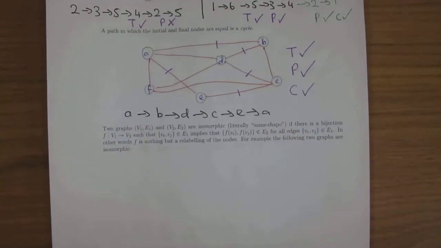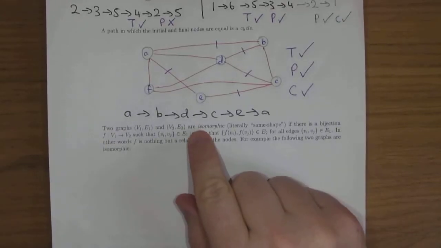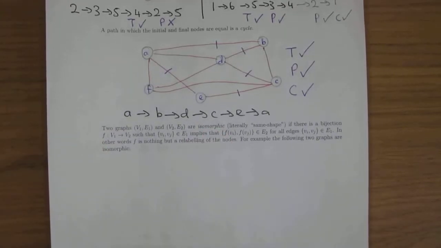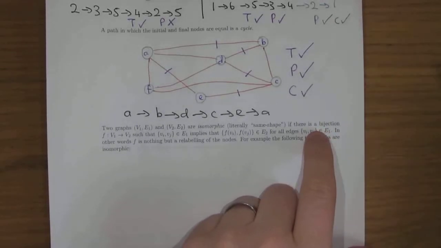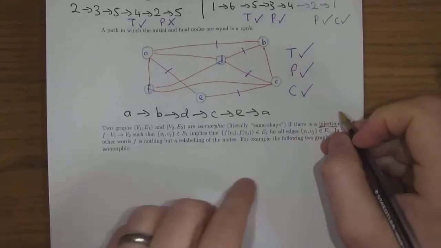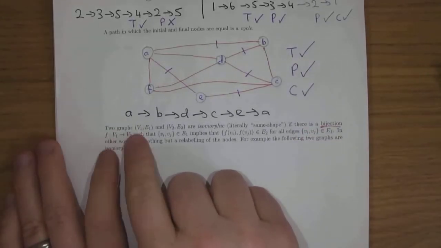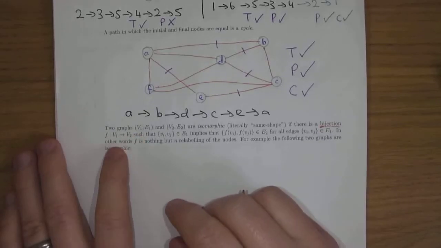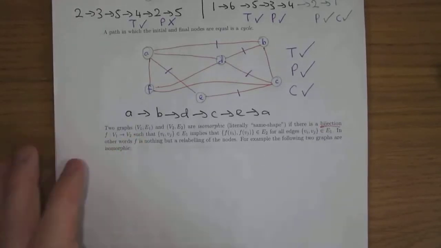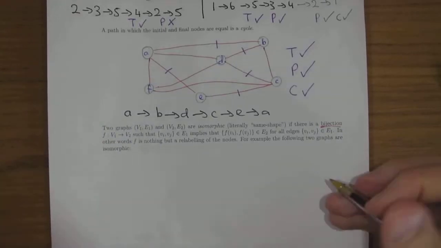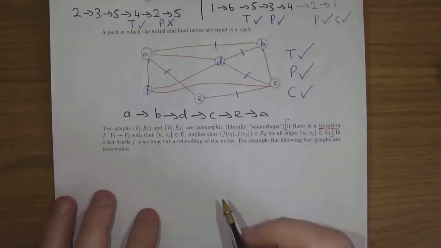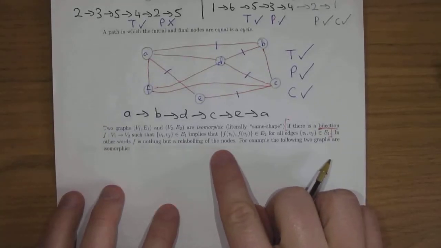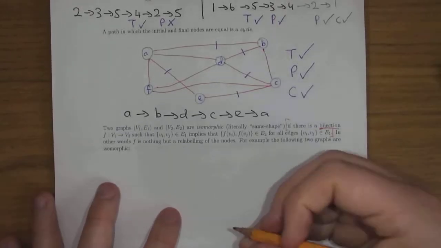So it says two graphs are isomorphic, literally same shape. So iso means same, morphic means shape. If there's a bijection, now unfortunately you don't have the language here of bijection because the questions are out of order. But bijection just means that you can pair up the vertices, basically. I can't really use this language, unfortunately. But what I can say is, if you can relabel the nodes, then they're actually the same graph.